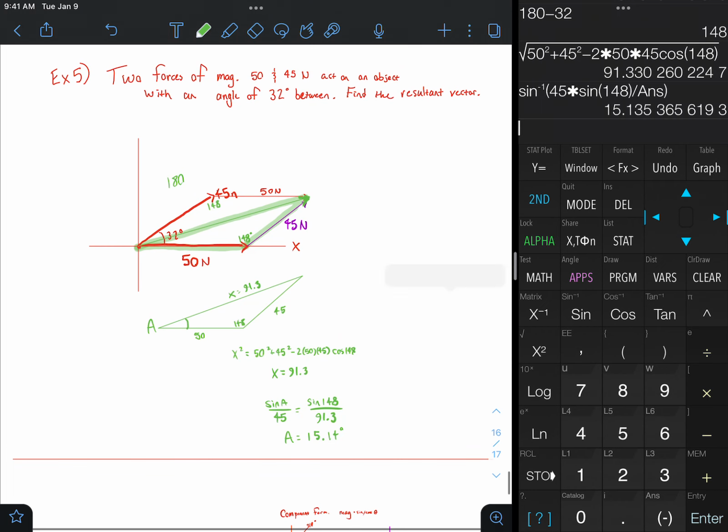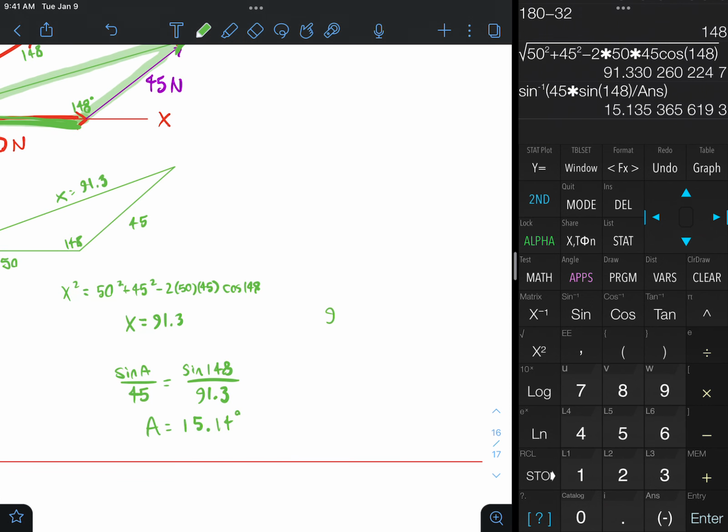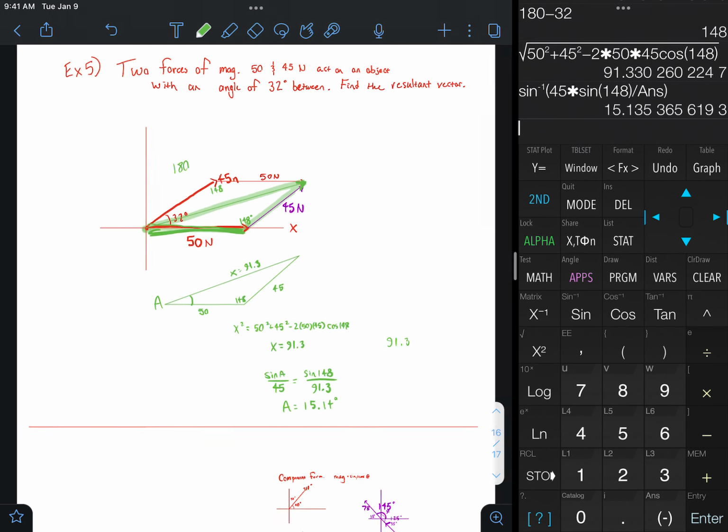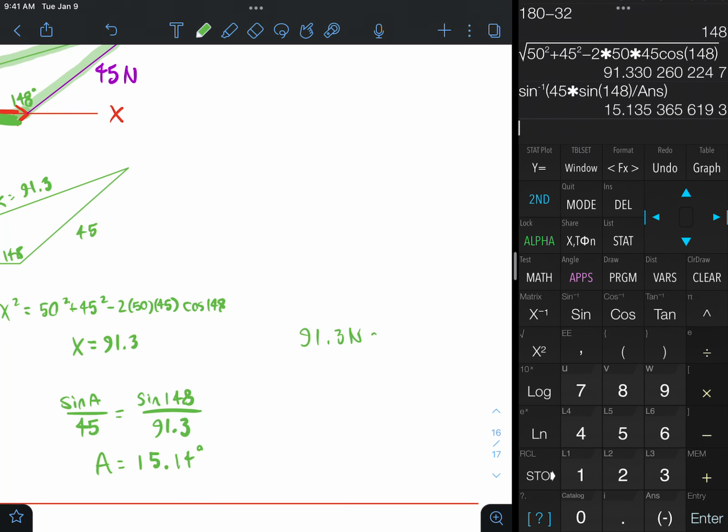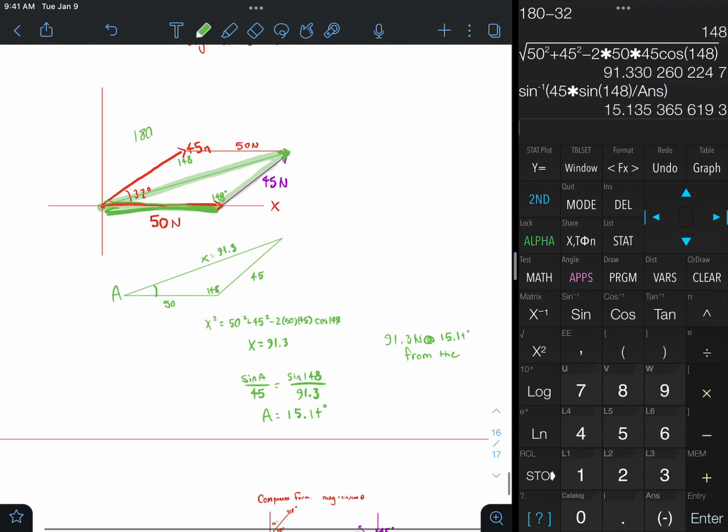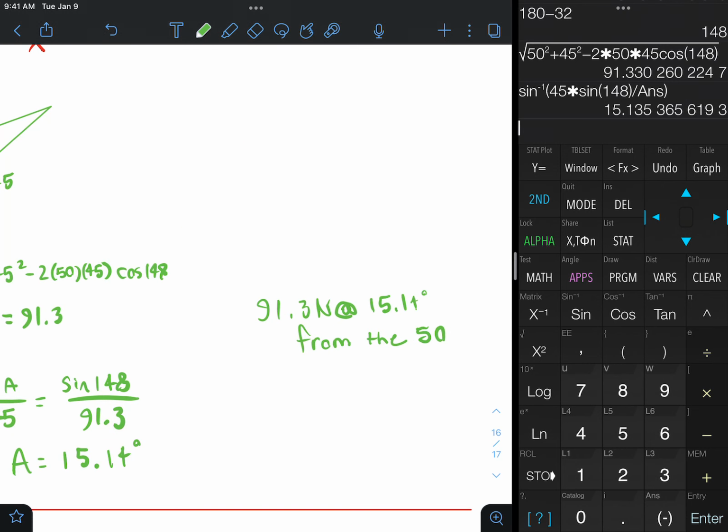Now, as far as how you write your answer, you don't want to say the angle's made with the horizontal, because it's kind of made with this vector right there. So the way I'm going to write my answers, I'm going to write it as 91.3 newtons at 15.14 degrees from, and then don't say the horizontal, say from the 50 Newton vector.